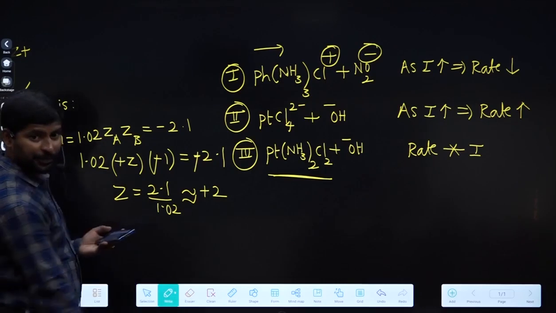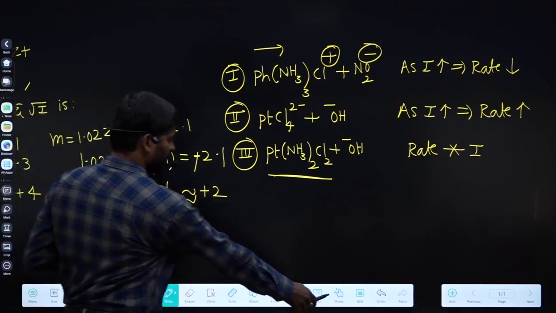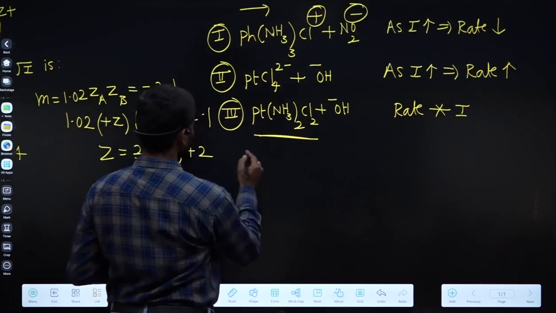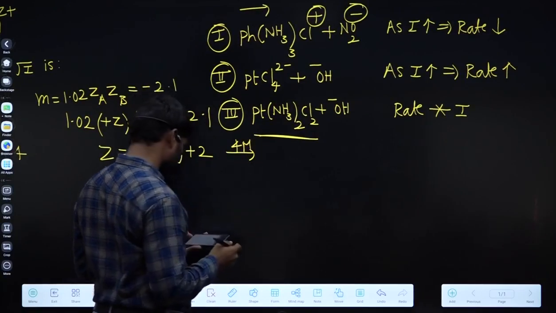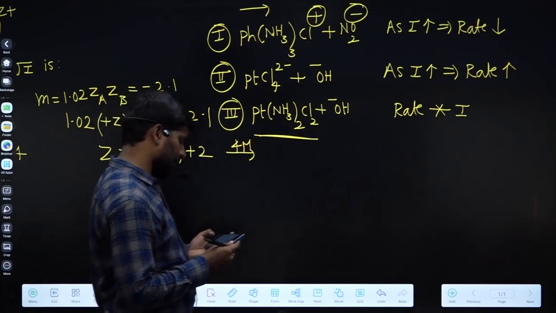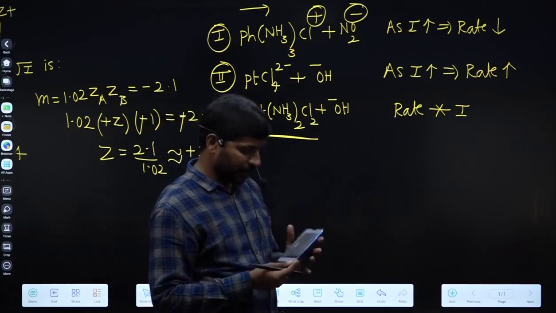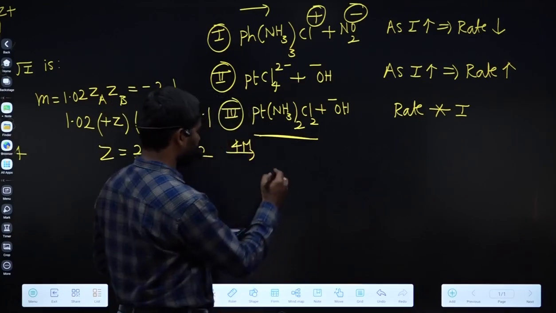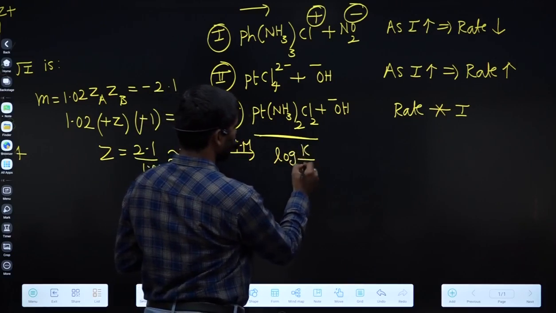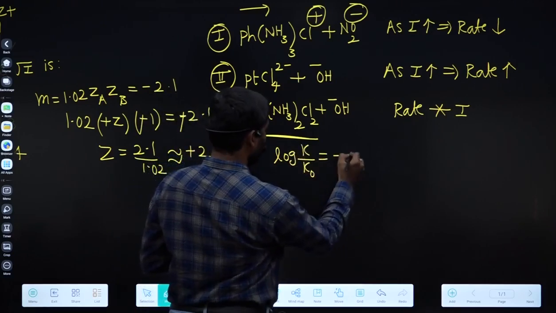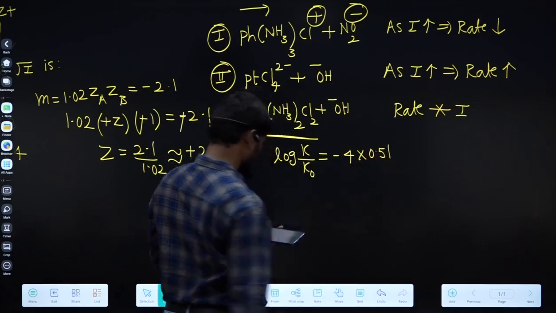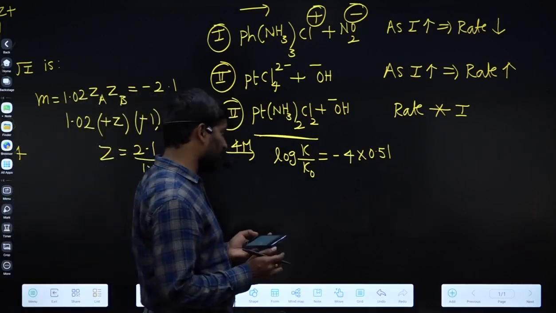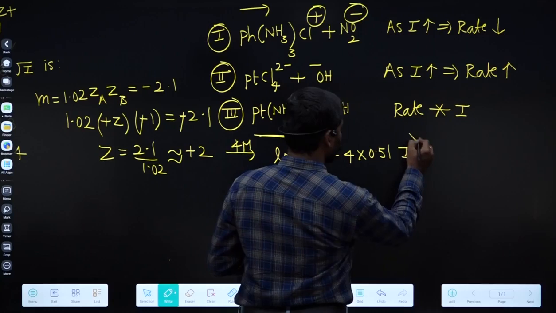So next one, Andy. This question is given for 4 marks. For a given ionic strength, rate of reaction is given by log K by K naught is equal to minus 4 into 0.51 I power 1 by 2.